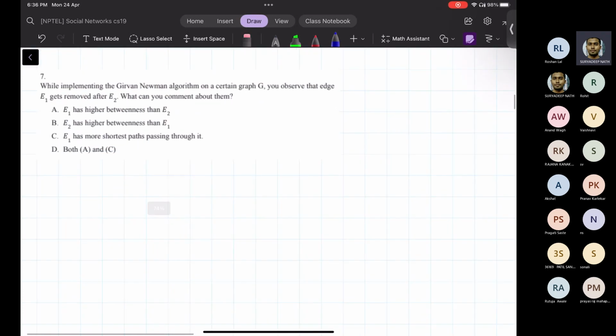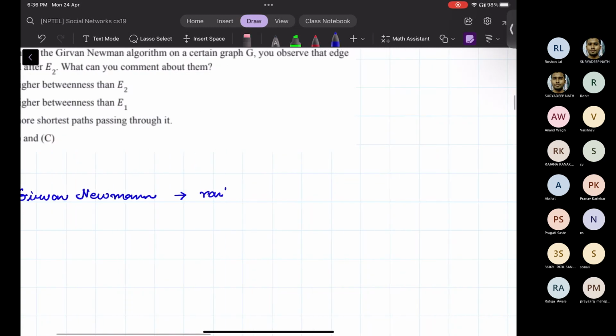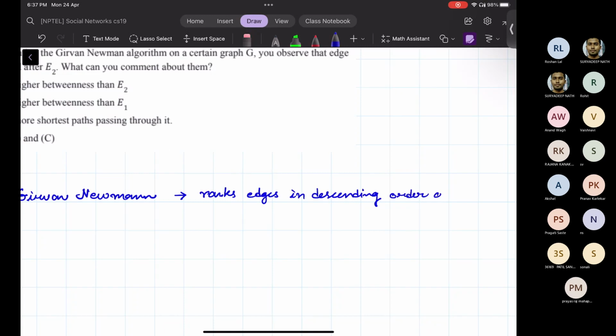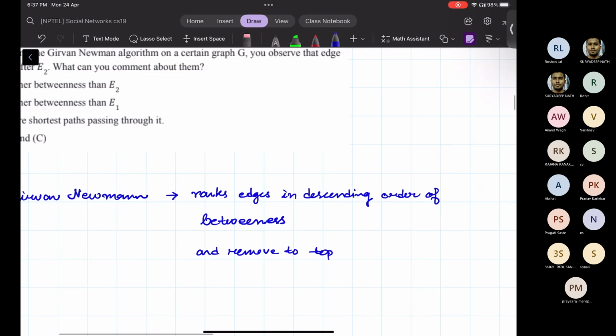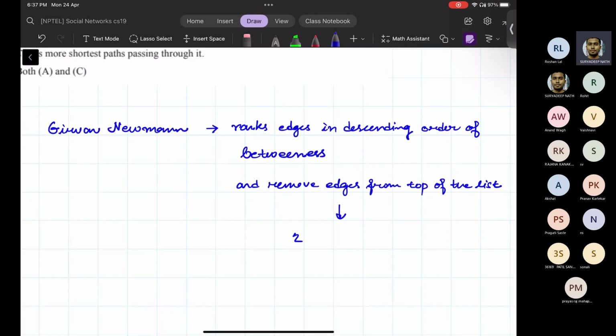So what the Girvan-Newman algorithm basically does is rank edges in descending order of betweenness, and remove edges from the top of the list. So it first removes the edge with the highest betweenness and so on. What it eventually comes to is two disconnected components.